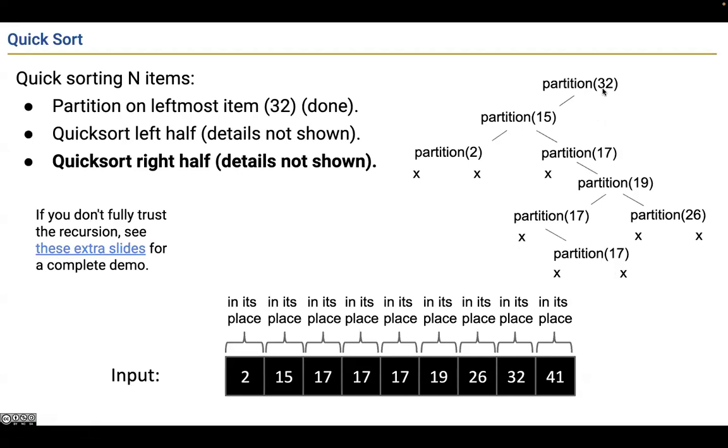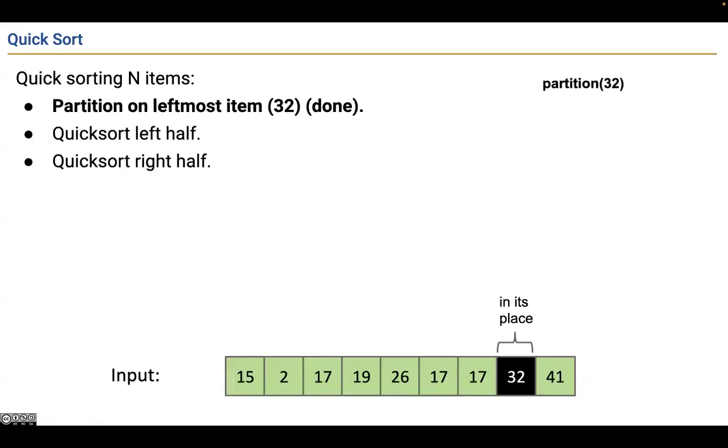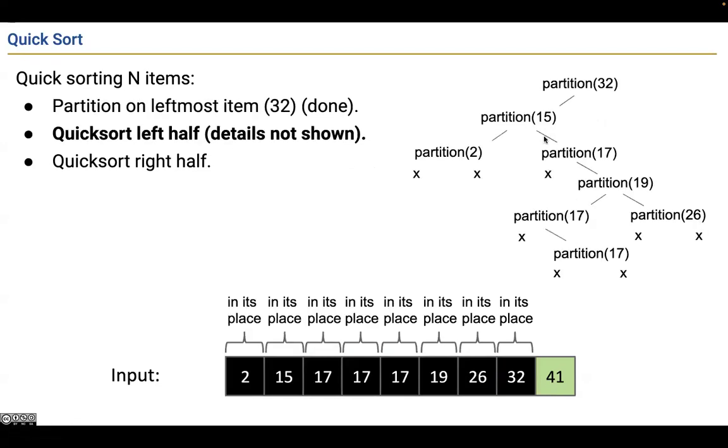So for example, the 32 was the first thing we partitioned. And then we had 2 subproblems. Remember, we partitioned the 15 and the 41. So there's the 15. And then the 15 partitions on 2 smaller problems, and so forth. So that's Quicksort. You partition and partition again all the way down.